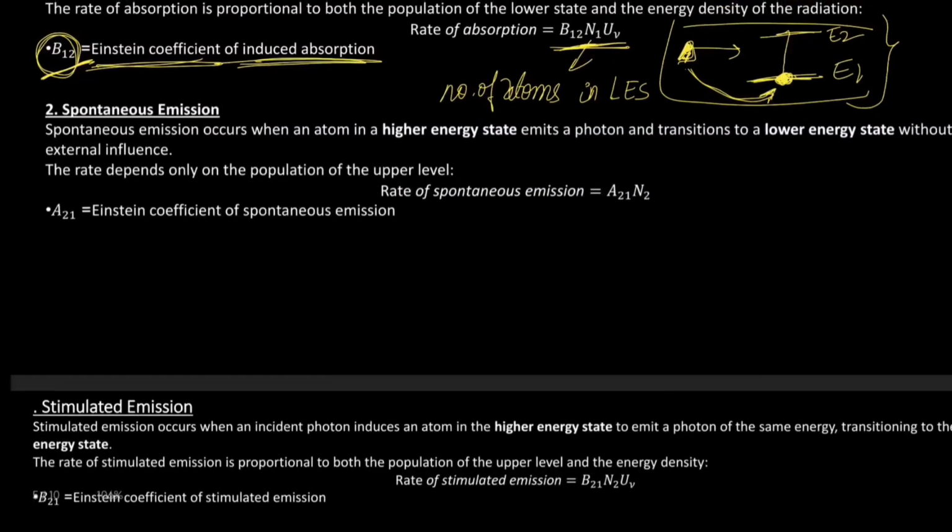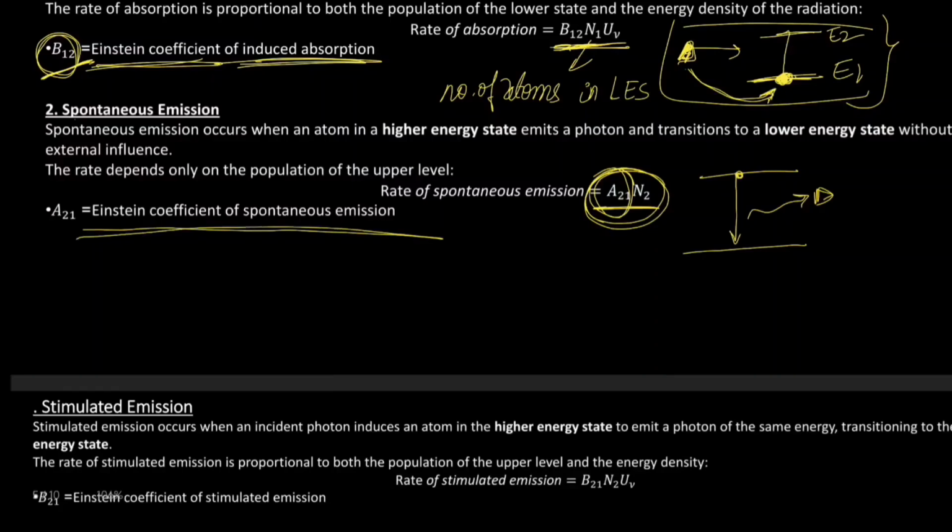Next we will see spontaneous emission. What is spontaneous emission? I'll tell again in very simple terms. There is an atom in the higher energy state. It is on its own. Now it falls down without any external force. When it falls down to the lower state, it emits a photon. This is called spontaneous emission. In terms of the formula, it is A21 N2. Here A21 is the Einstein coefficient of spontaneous emission. That is the probability we can tell.